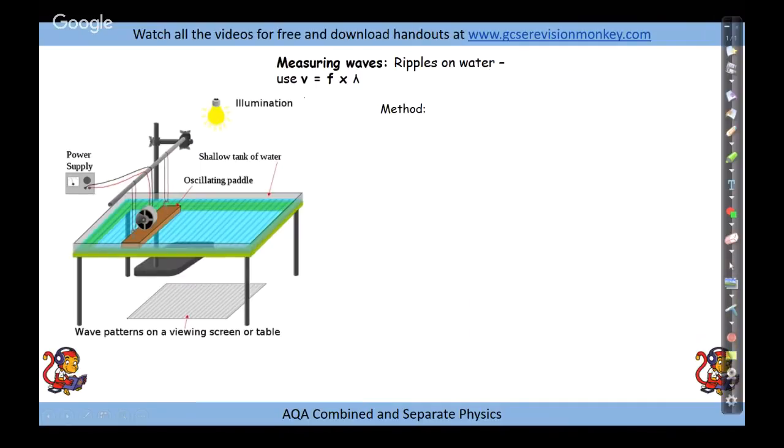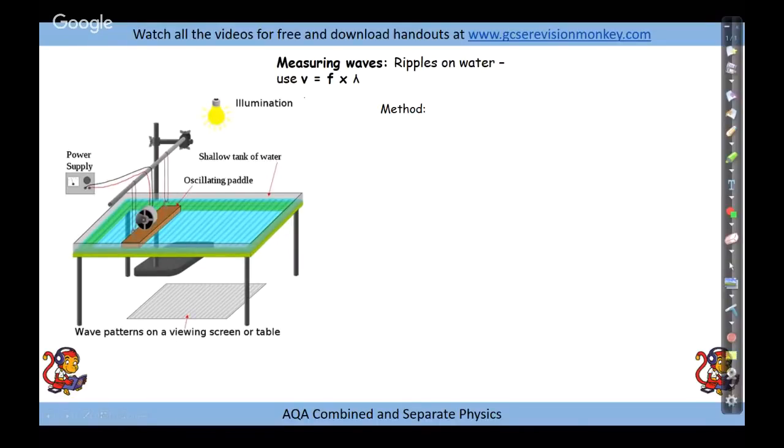Okay, so let's have a look at the first one, ripples on water, and we're using this equation up here of v equals f times lambda. So this is wave speed, velocity, equals the frequency of the wave times the wavelength of the wave, how long one wave is. Okay, so let's have a look at our equipment over here then.